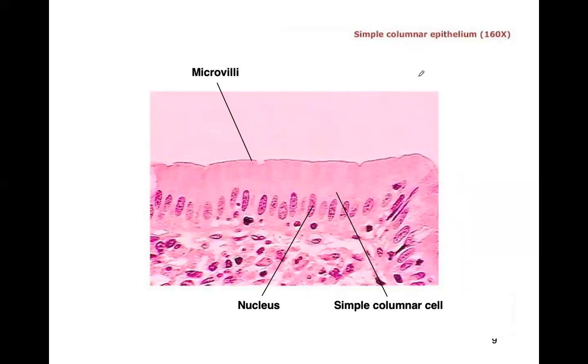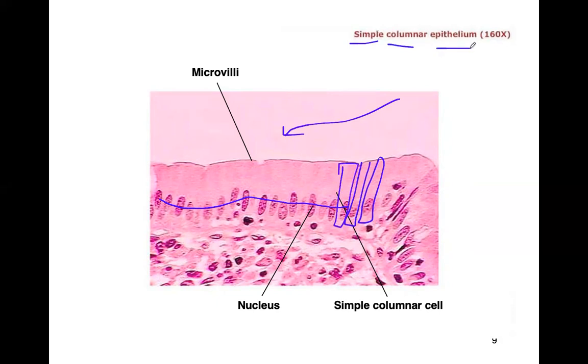All right, let's look here. We see a bunch of cells closely packed together. Look at the nuclei. They're all at the same level. So it's one cell layer thick, so it's simple. And once again, these are columnar cells. Okay, this is the apical surface, or it's some lumen. So the cells that come in contact with it are columnar cells, simple columnar epithelium.